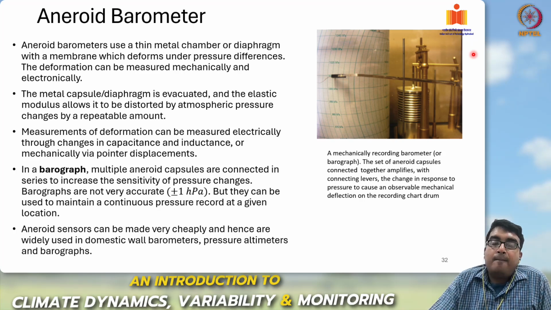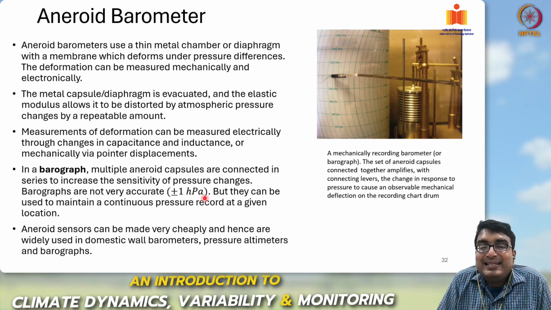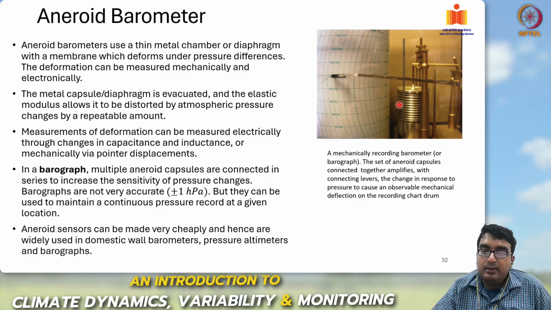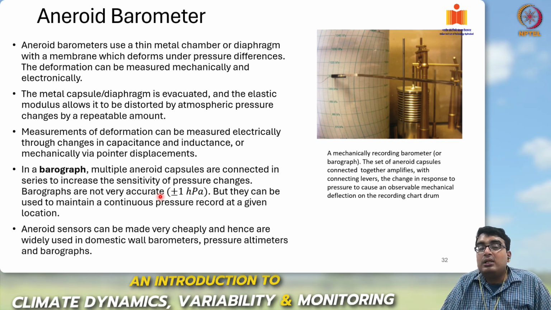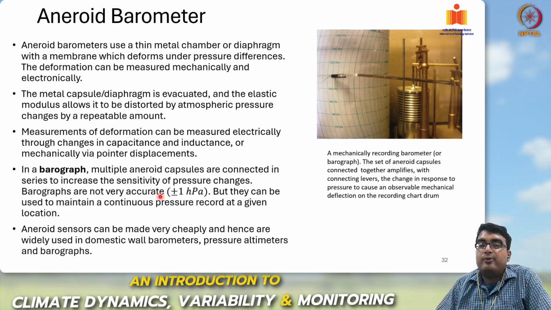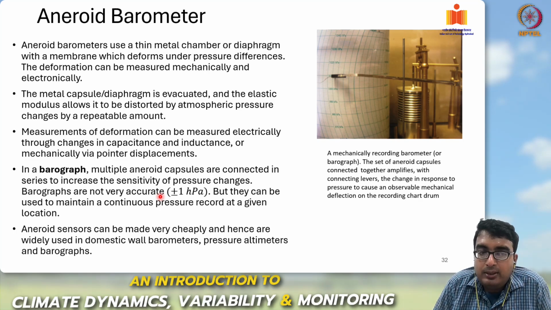In a barograph, multiple aneroid capsules are connected in series to increase the sensitivity to pressure changes. So you have multiple aneroid capsules one after another. You can see here, each of these is an individual aneroid capsule, placed in series to increase the sensitivity to pressure changes. Barographs are not very accurate, plus or minus 1 hectopascal is their accuracy, but they can be used to maintain a continuous pressure record at a given location. So even if they are not very accurate, because barographs can automatically measure and record pressure, it can be useful to have a continuous pressure record in a given location.